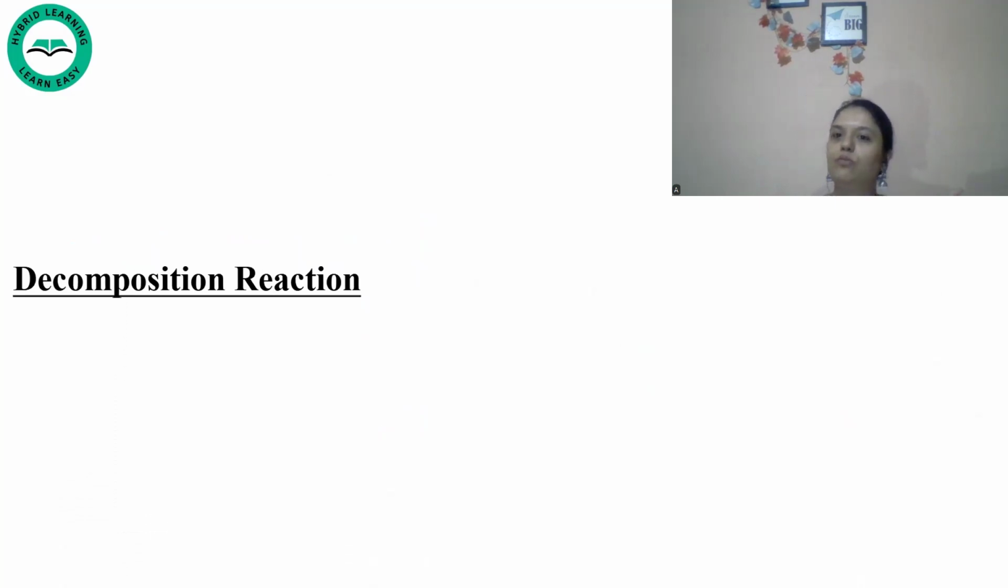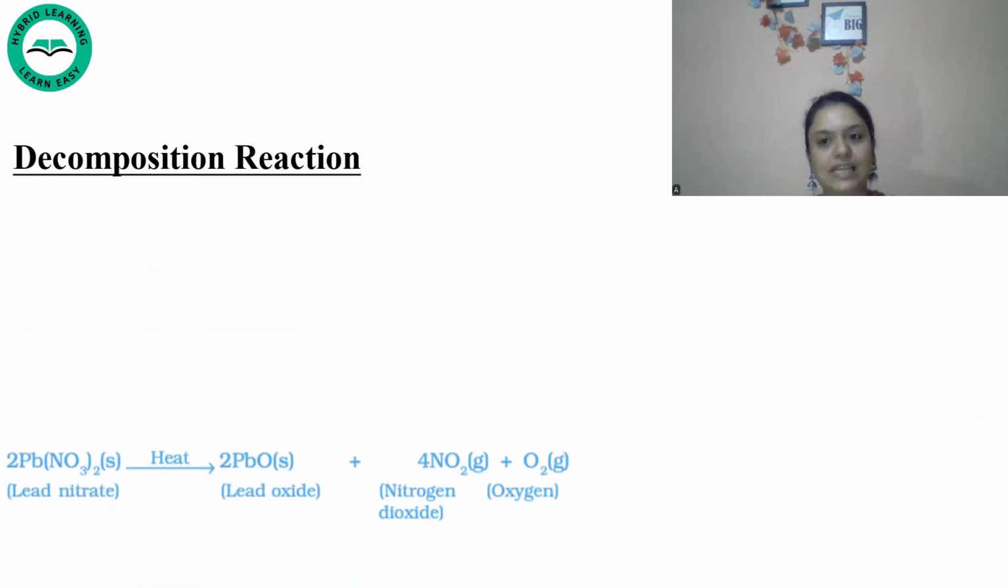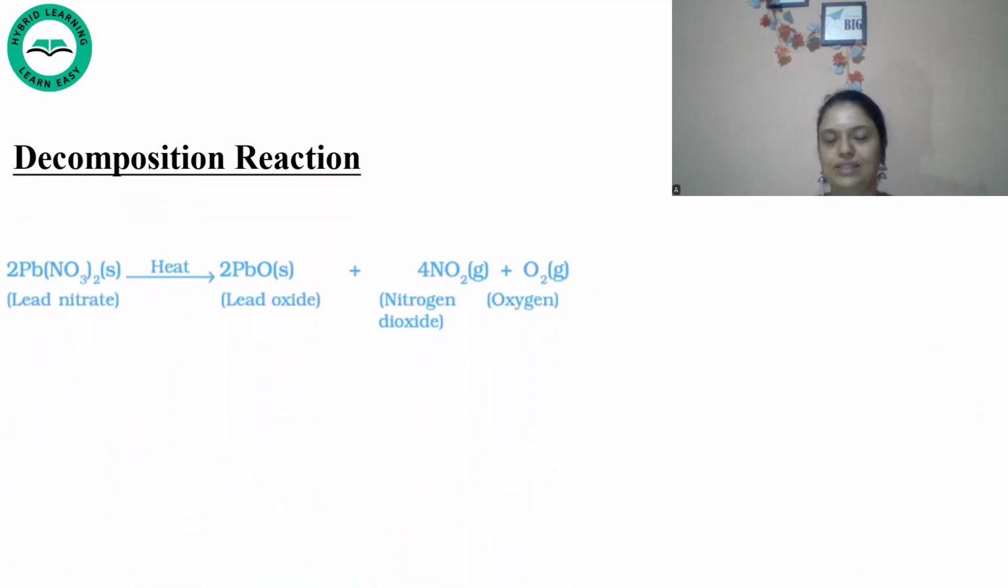Okay. Now let's talk about the next type of reaction, which is the decomposition reaction. So are thermal decomposition reaction and decomposition reaction the same or different? They are basically the same. The major reaction is the decomposition reaction. Thermal decomposition reaction is a part of decomposition reaction. So when you carry out a decomposition reaction with the use of heat, it becomes a thermal decomposition reaction. That's the only difference.